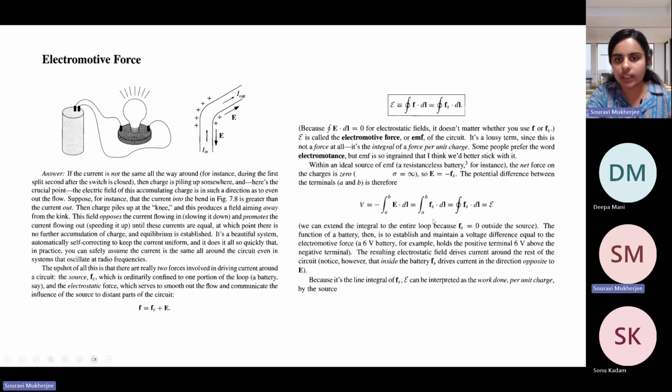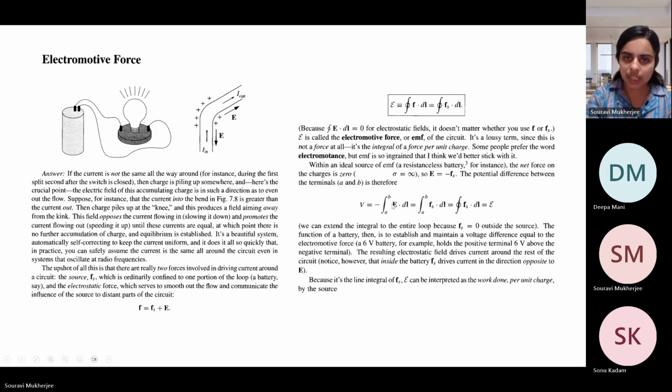So now if you do some integral over the complete loop, this is a complete closed loop. If you do that integral, what you get is this term. Now why this term is relevant is this is what we call the electromotive force or EMF. Okay. And so in a way, what is EMF? It's the work done per unit charge by the source.